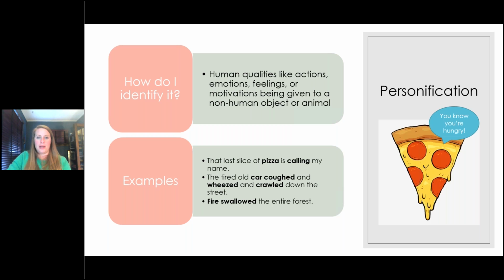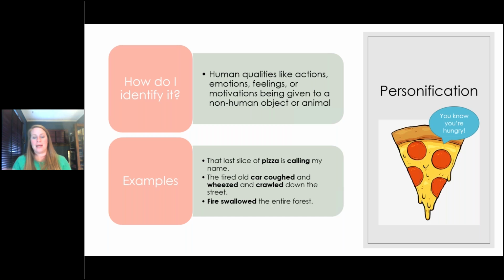And similarly, in the next example, "the tired old car coughed and wheezed and crawled down the street" is really great at dramatizing this sentence. It gives us something good to picture, because we could just say the old car barely made it down the block. But that might not put as much of a picture in our mind as imagining this car coughing, wheezing, crawling, doing everything it can to barely make it to the stop sign, barely make it to the next house. It really puts a vivid picture in our mind.